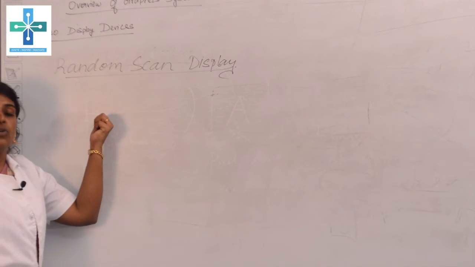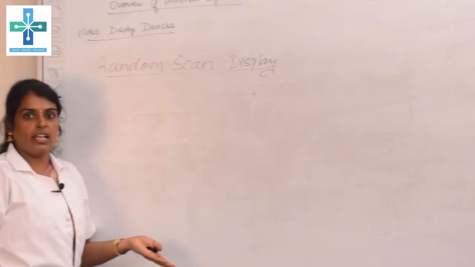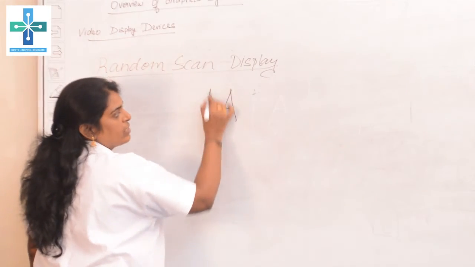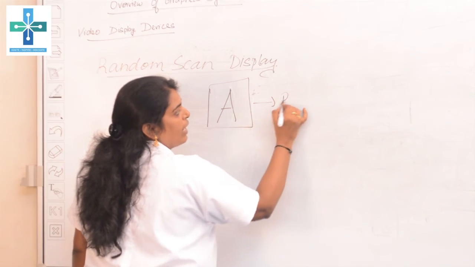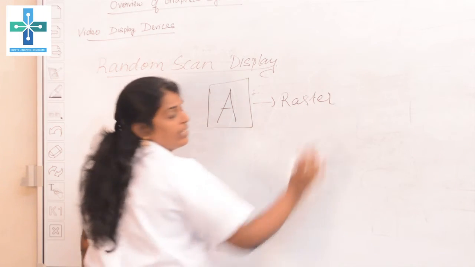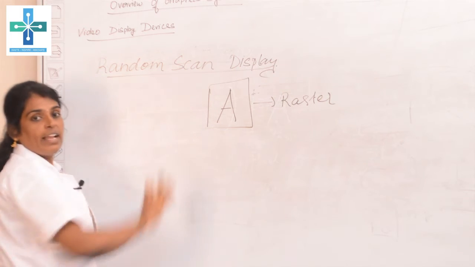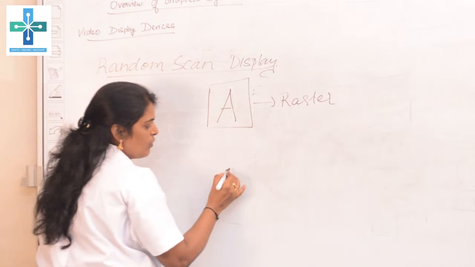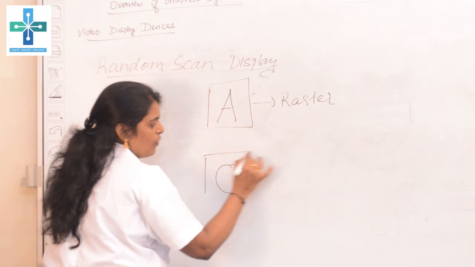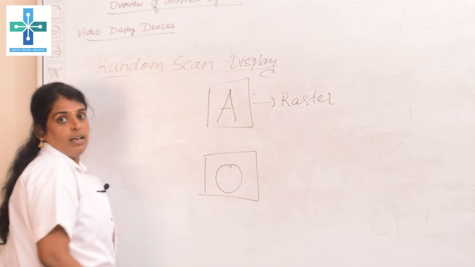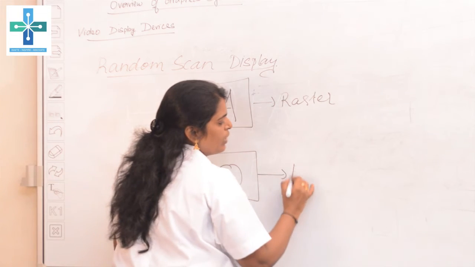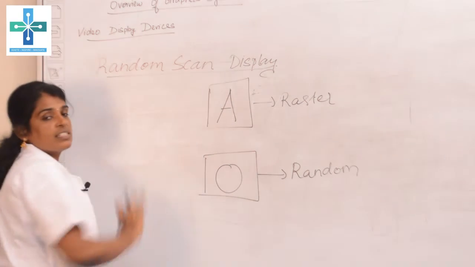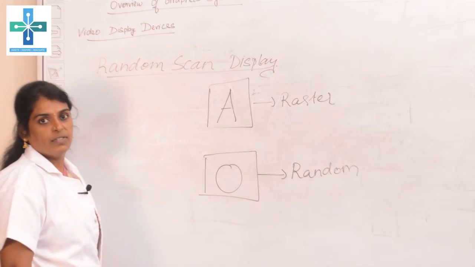Random scan display. There is a drawback in the raster scan display. What does the drawback mean? It can draw only straight lines. Whereas in the random scan display, it is not like that. You can also draw curved lines. For example, if you want to draw curved lines, you can use the random scan display. But in the raster scan display, we cannot draw curved lines.